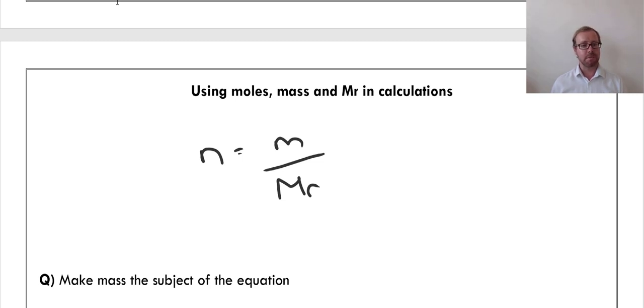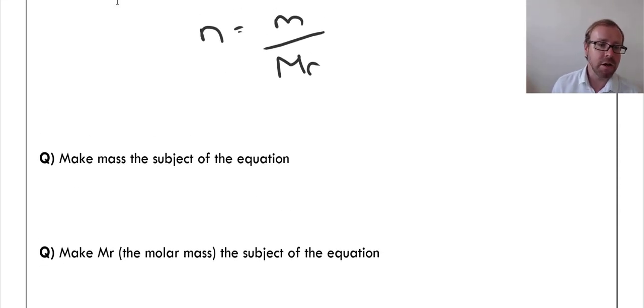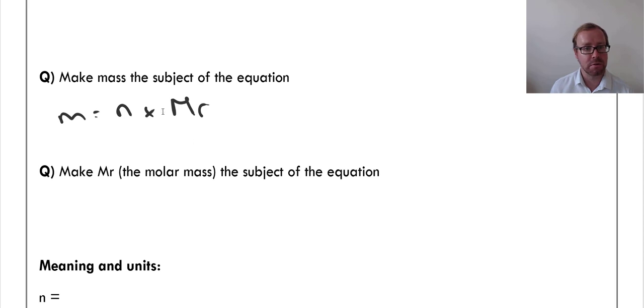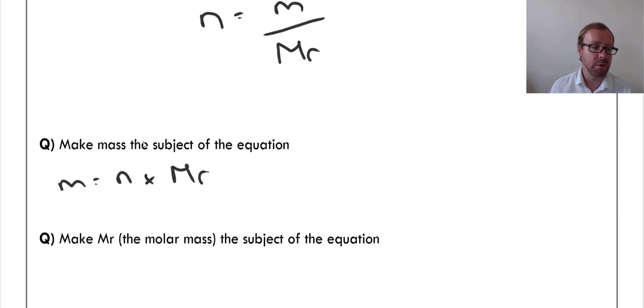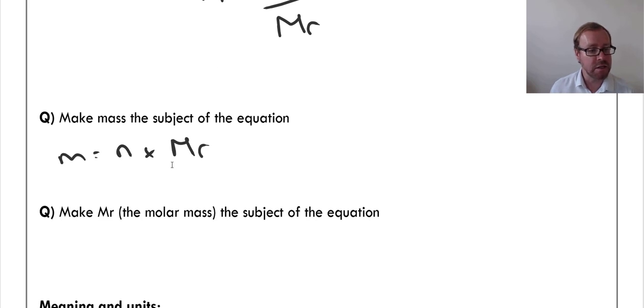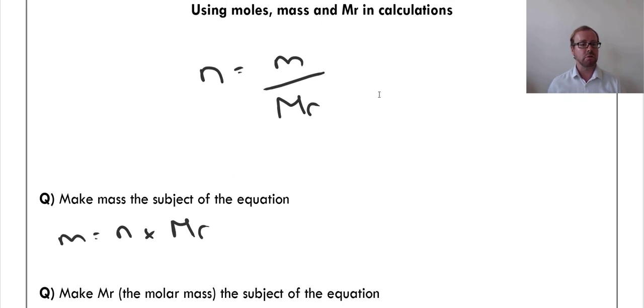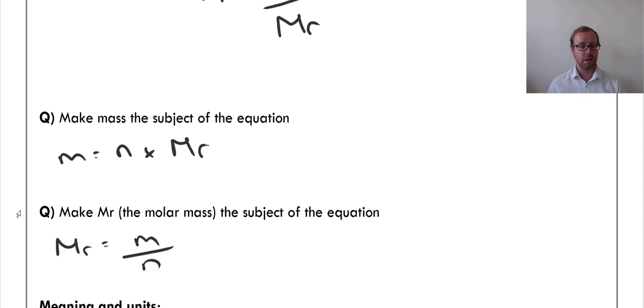Okay, so first question, make mass the subject of the equation. If I want to make m, mass, the subject of the equation, I need to times Mr by both sides, which means mass will equal n times Mr. Not that difficult. And if I want to make Mr, which we call the molar mass, the subject of the equation, I need to divide by number of moles, so Mr equals m divided by n. As long as you remember this equation, you should always be able to work these out.